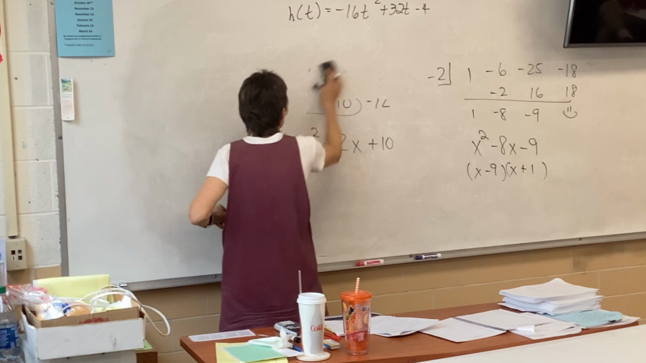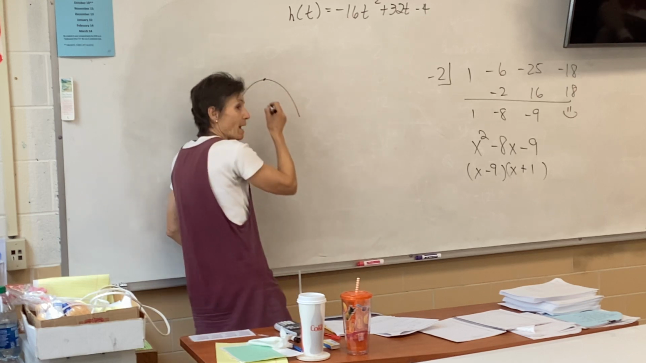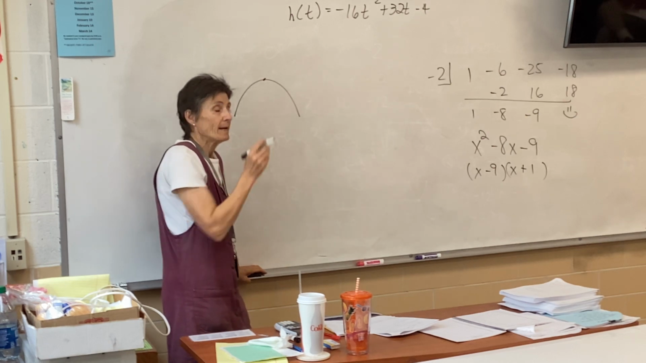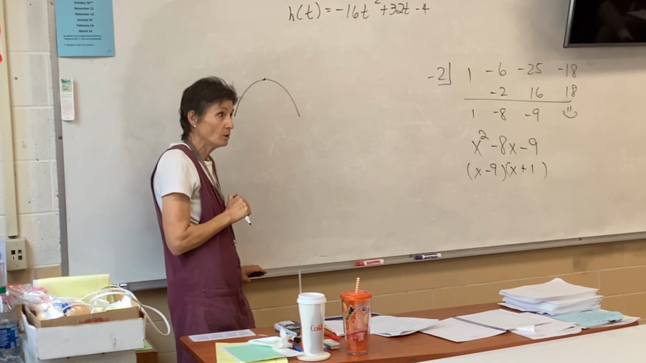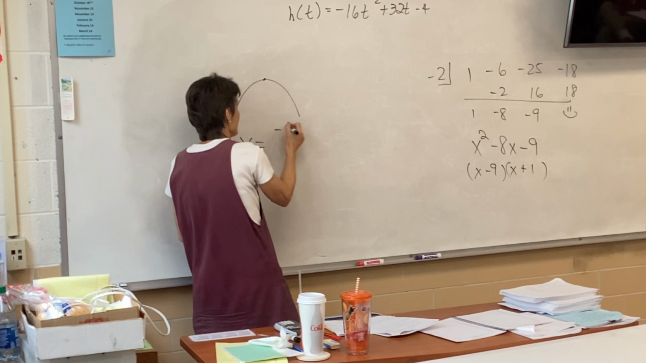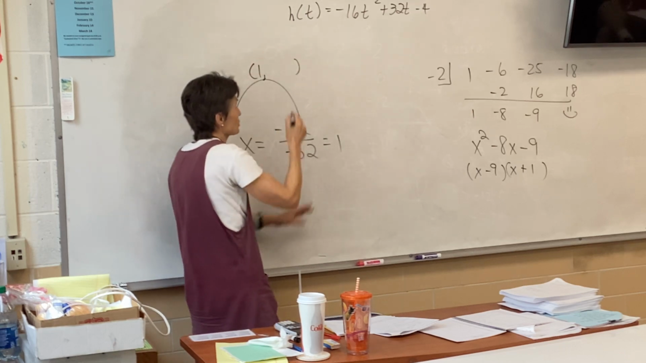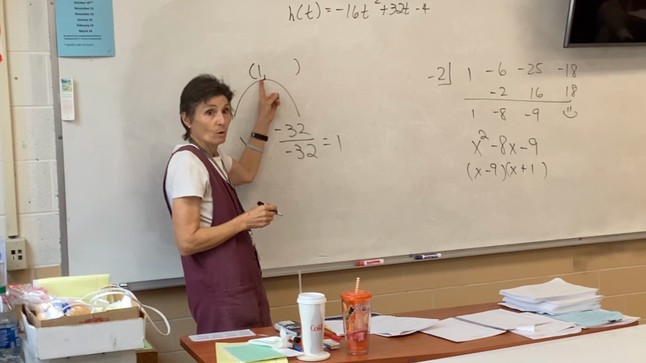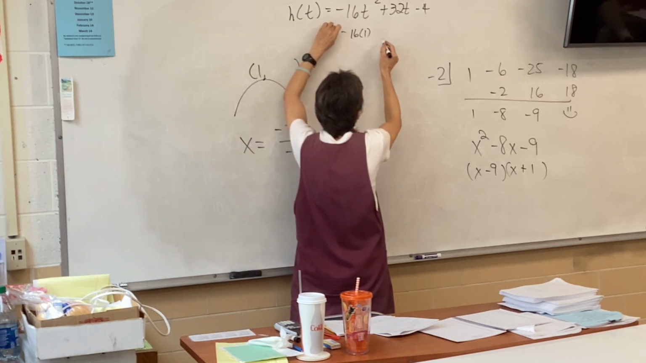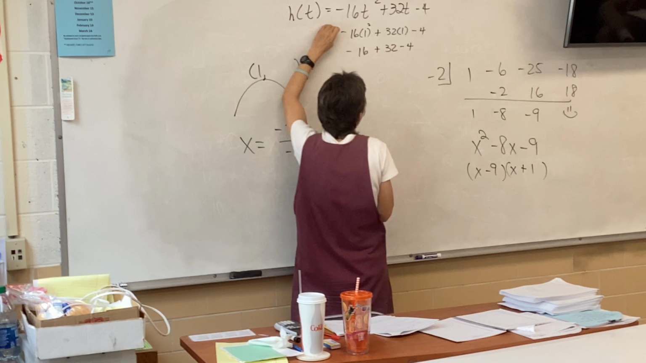So we have a parabola opening down, and we want to know about its maximum. Isn't the maximum the vertex if it's opening down? And how do we find the vertex? We have a little formula for it: x equals negative b over 2a. So my t coordinate is a 1. How do I get the other one? Plug it in. So I have negative 16 times 1 plus 32 times 1 minus 4. So that adds up to 12.